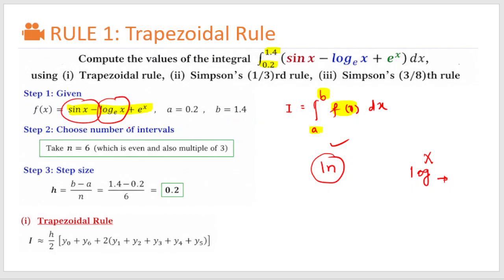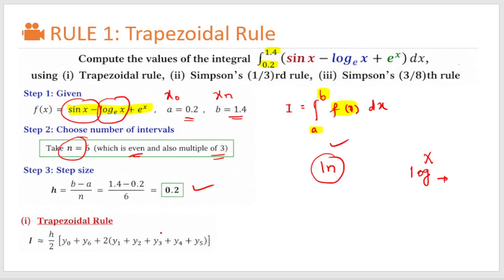So this is your f of x: sin x minus log x plus e raised to x. a is 0.2, b is 1.4. a means the starting value x0, right? And b means xn, the last value. So I'm going to take n as 6, which is even and also a multiple of 3, which means we can use Simpson's 1/3 rule as well as 3/8. So step size h is equal to (b minus a) upon n, which is 0.2.